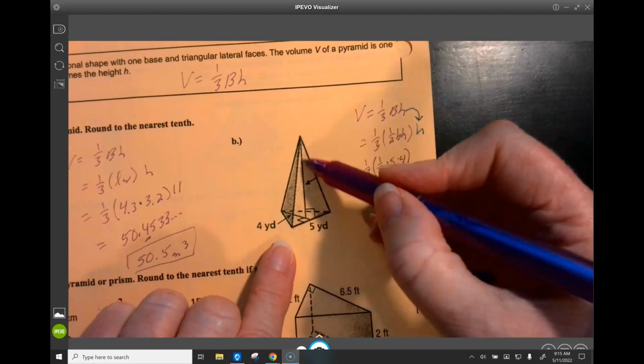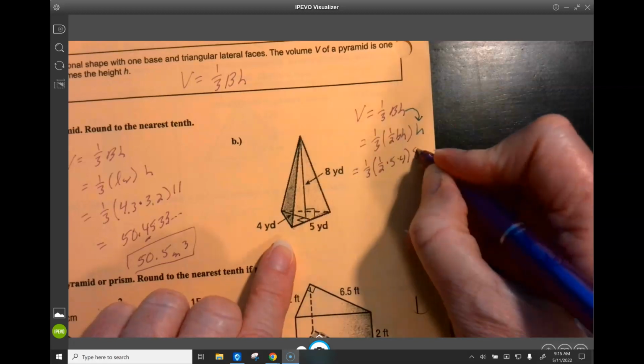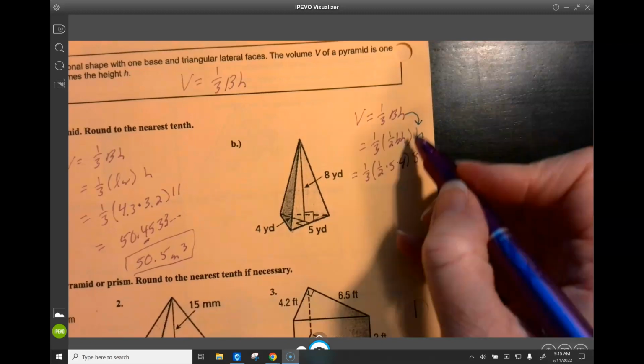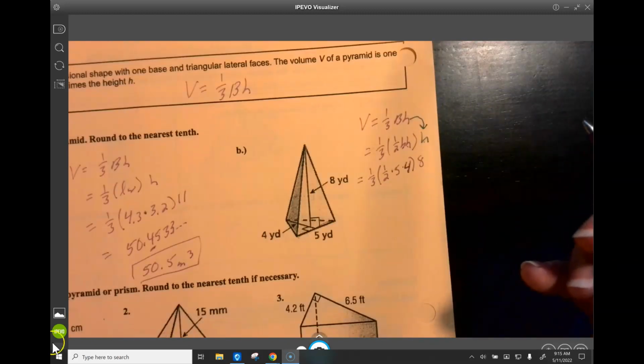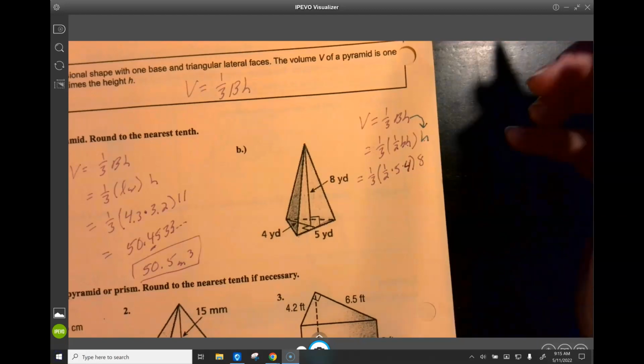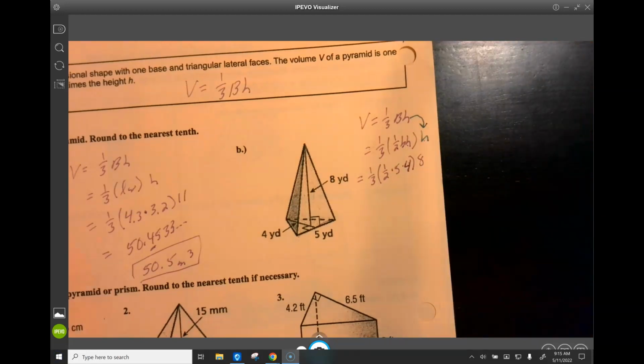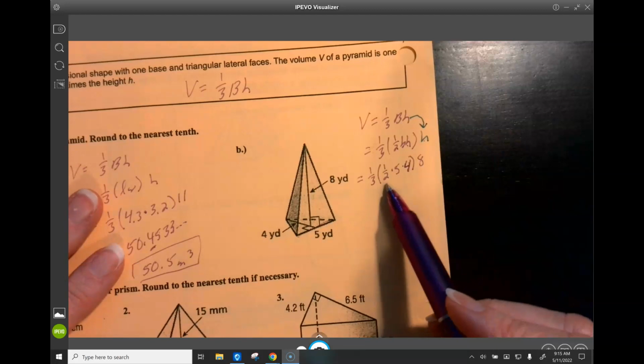And then the height of my pyramid is 8. Make sure you see the difference between those two heights. Now you're just going to use your calculator and come up with a number. Go. Okay, so before I get into the calculator, I just want to point out a couple things.